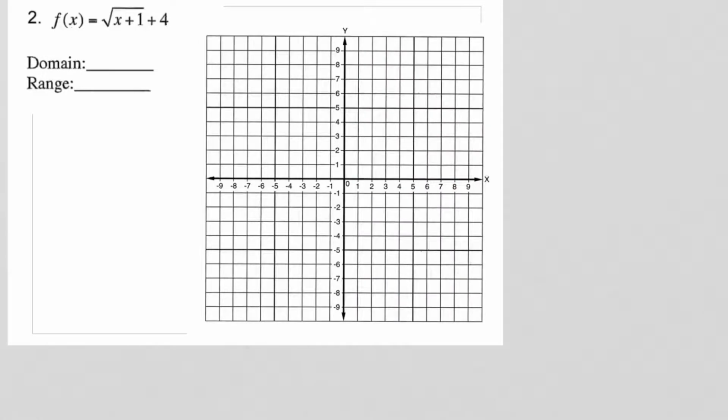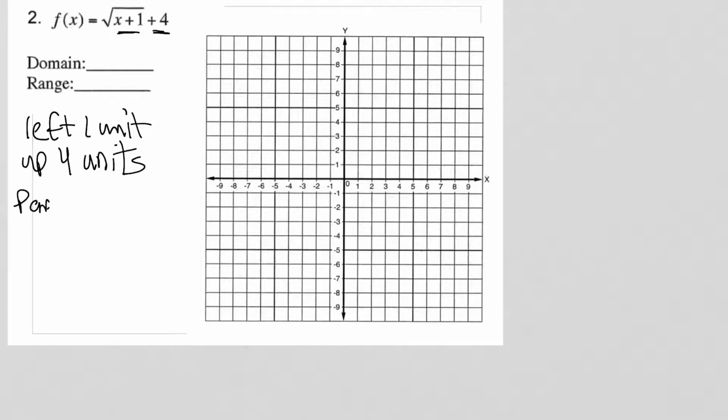All right, let's take a look at example 2. Here's a square root graph. It's the square root of x plus 1, plus 4. All right, let's talk about the transformation. We have plus 1 on the inside. That means it's going to be going to the left 1 unit. And then on the outside is plus 4. That means it's going up 4 units. All right, this is the movement we're going to be doing.